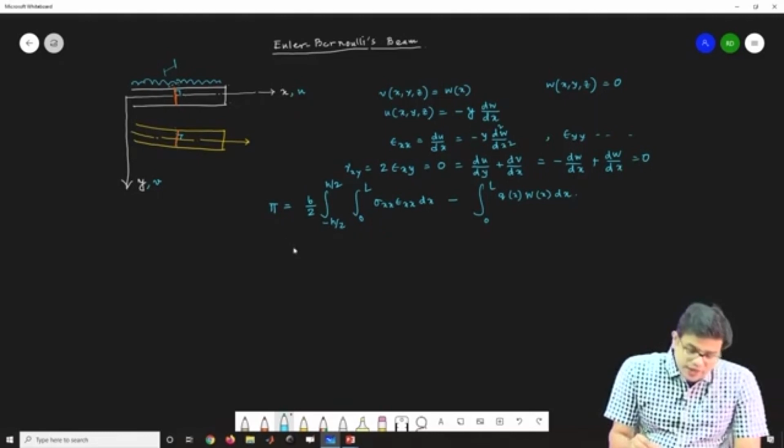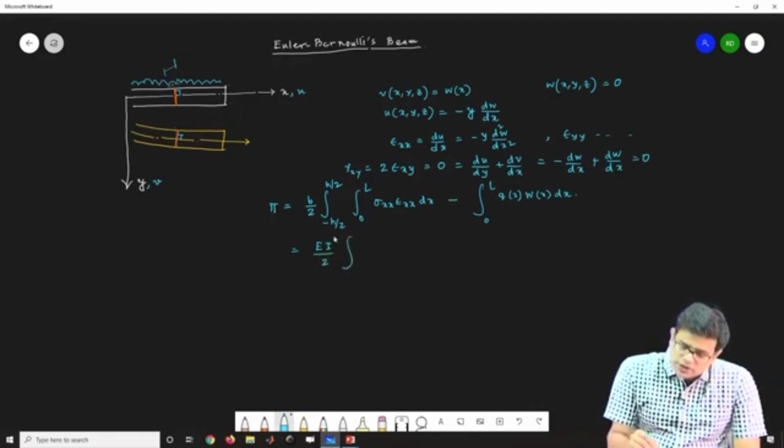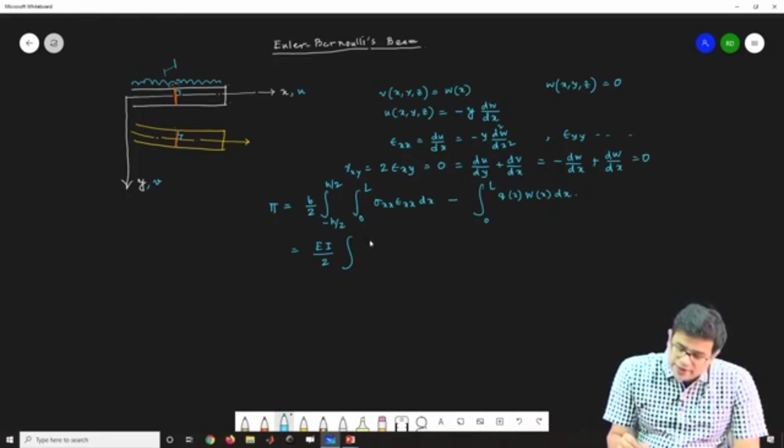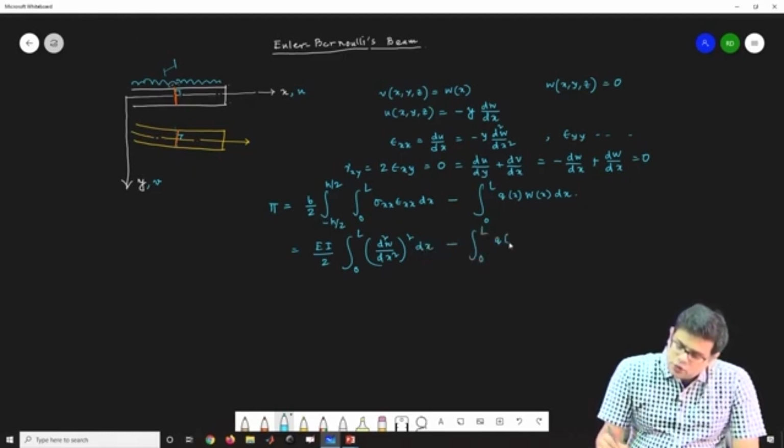If I simplify it, then probably you are familiar with this expression, that is EI by 2. The b h cube by 12 will come, and this will lead to the moment of inertia, and this will lead to integral 0 to L (d2w by dx2) whole square dx, minus integral 0 to L q(x) w(x) dx.